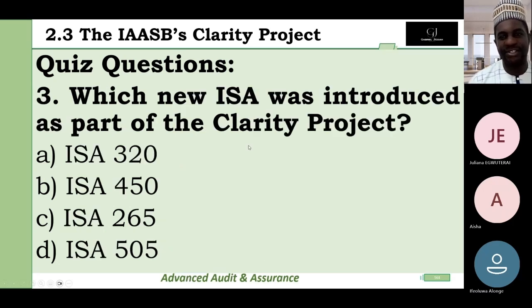All right, so number 3, which new ISA was introduced as part of the Clarity Project? A, ISA 320. B, ISA 450. C, ISA 265. D, ISA 505. D. J is going for D. I, what are you going for? Which new ISA was introduced as part of the Clarity Project? I say 505, sir. D. Okay, D. A, what are you going for?